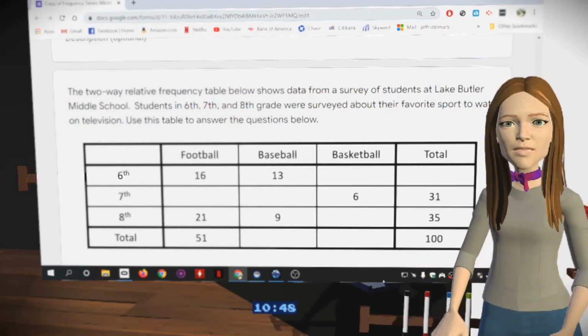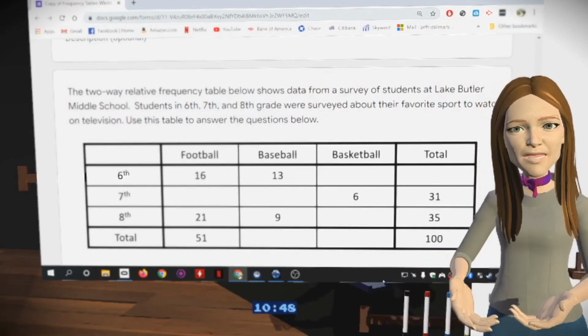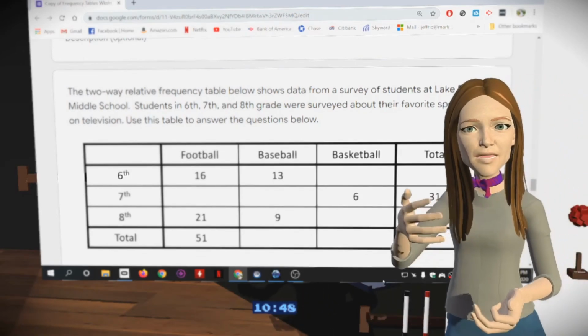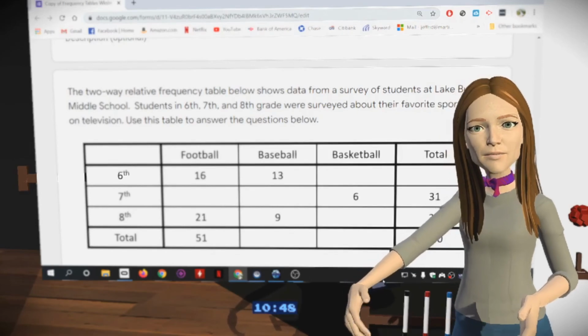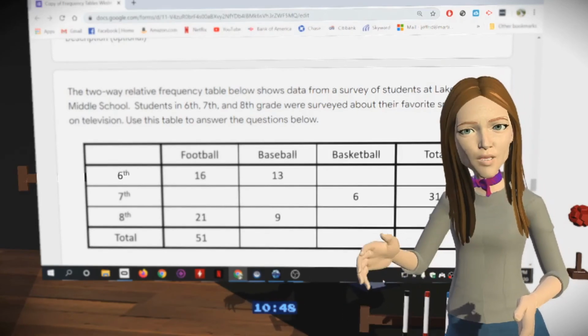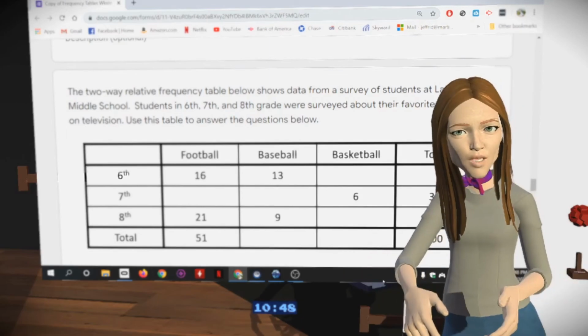All right, so I hope that makes sense for you on percentages. Please remember that you take the number, divide it by the total, and it will be a decimal less than 1. Take that decimal, move it to the right 2 places, and you have your percent.